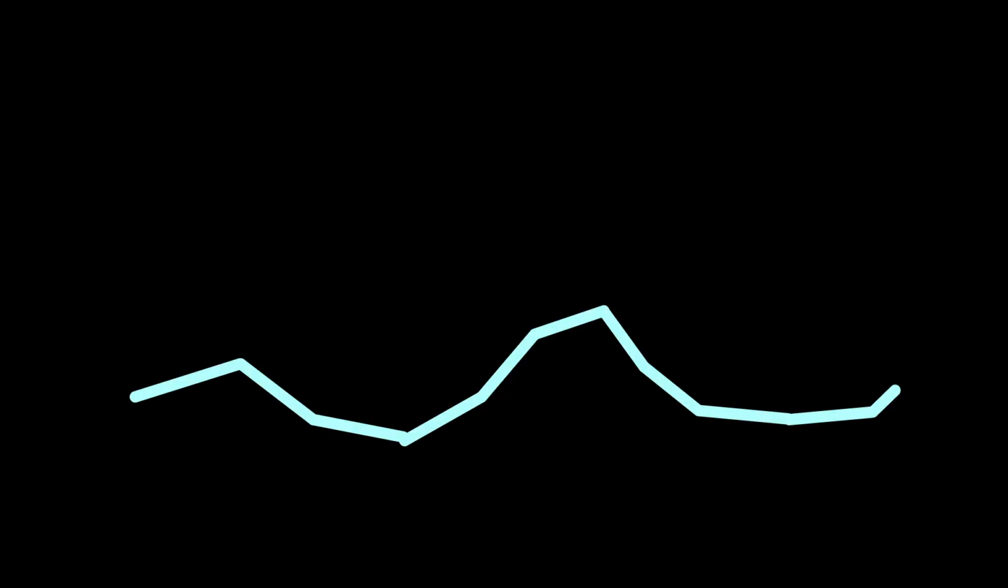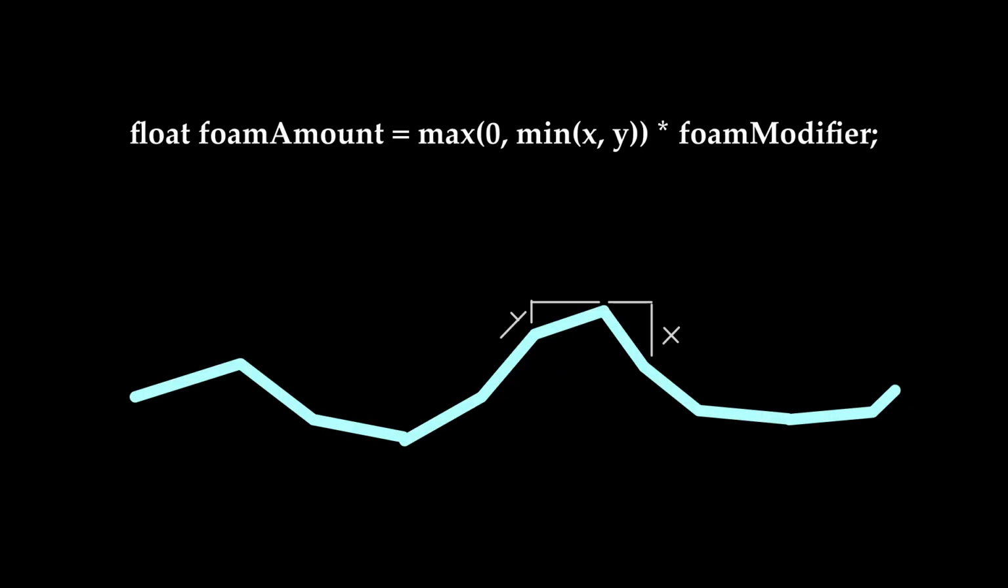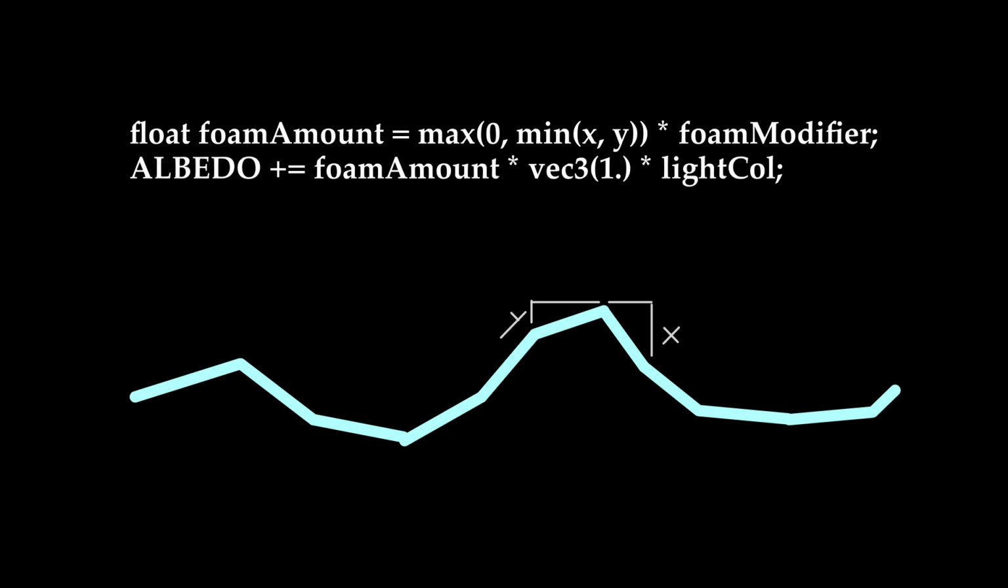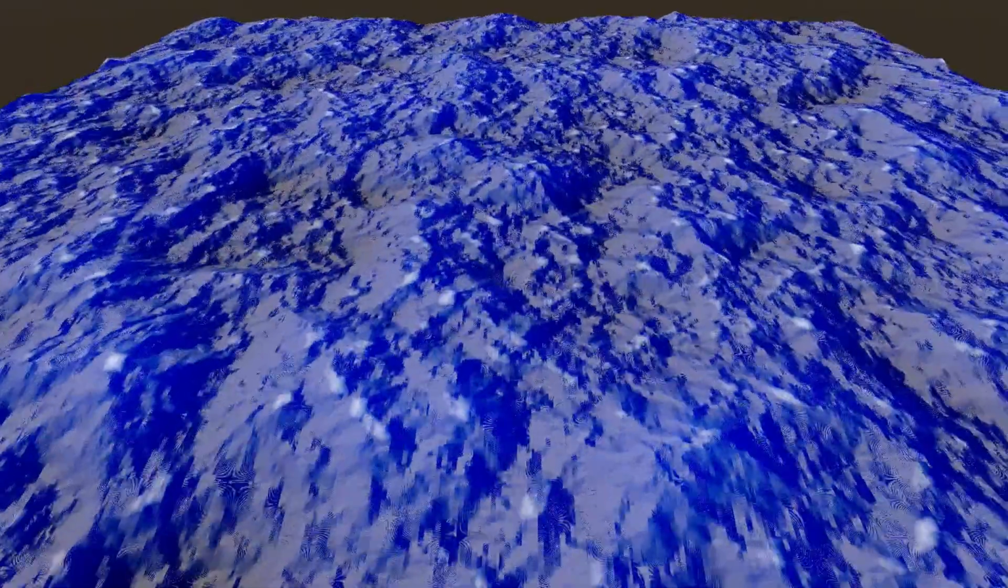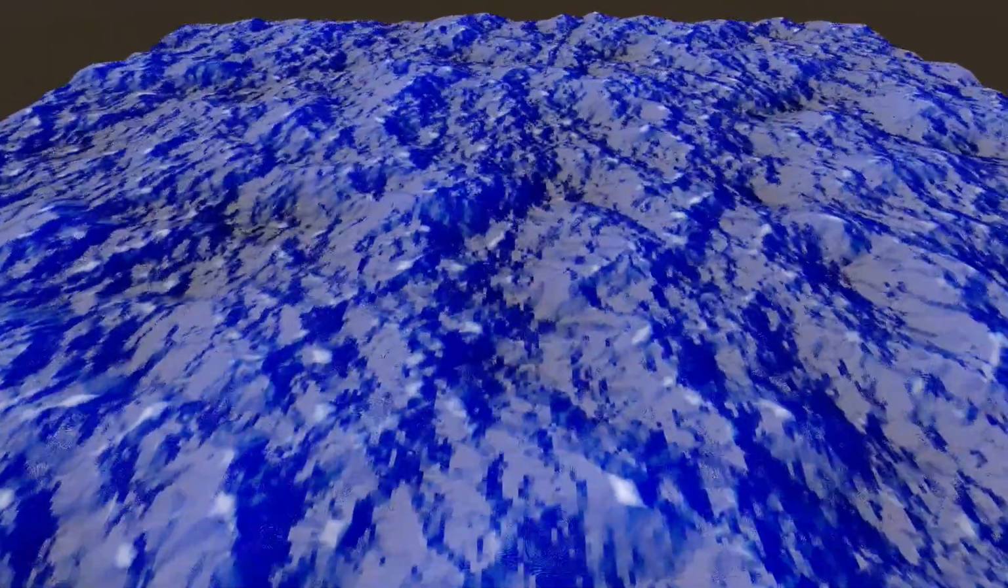Finally, let's add some light foam at the peaks of the waves. For this, I'm just going to take the smallest difference between any fragment in the surrounding points on the height map. Multiply by a parameter and add it to the overall color, and you get these little light bits. By itself, this is what it looks like, and combined. And yeah, that's pretty much it.